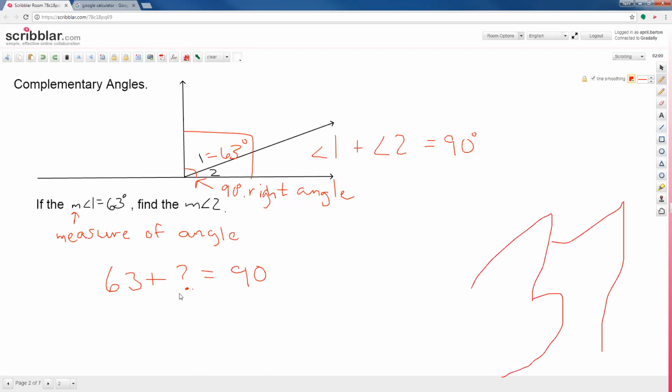Good. 90 minus 63 would give us 37 degrees for angle 2. And instead of putting a question mark, we could have also used our variable. That's the purpose of a variable. We could say 63 plus x equals 90. And then we can do opposite operations like we've learned with our equations. 63 is adding to x, so we subtract it. And that's where we get the 90 minus 63.